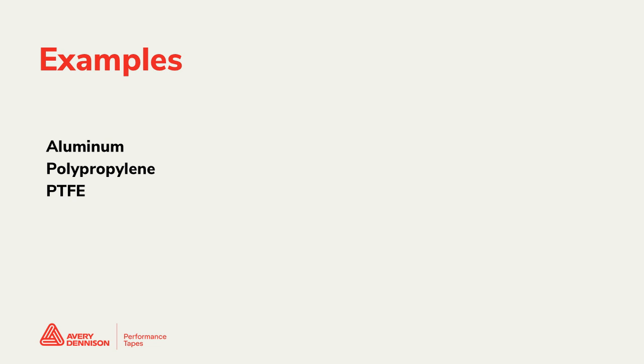Okay, we'll take you through some quick examples using the core series guide. We're going to go through aluminum, polypropylene, and PTFE.